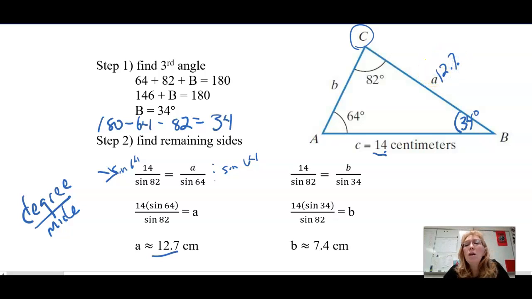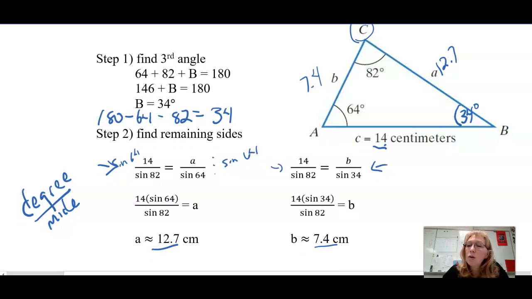It is always a good idea to use the ratio you're given and not the new one you found in case you've made a mistake. So we're going to stay with 14 over the sine of 82. We're going to find side B this time, and we get 7.4. We have now solved our triangle.